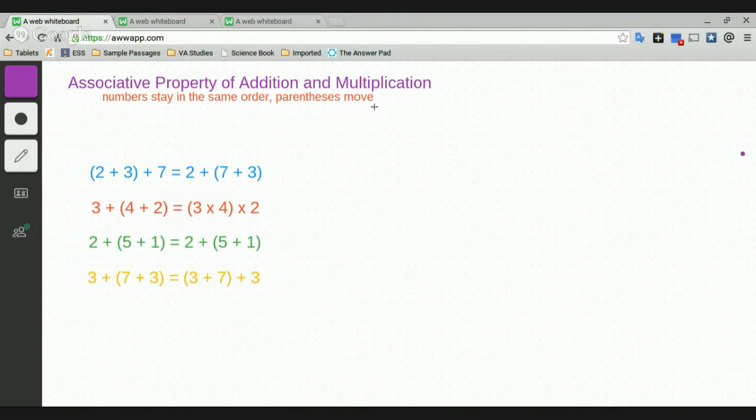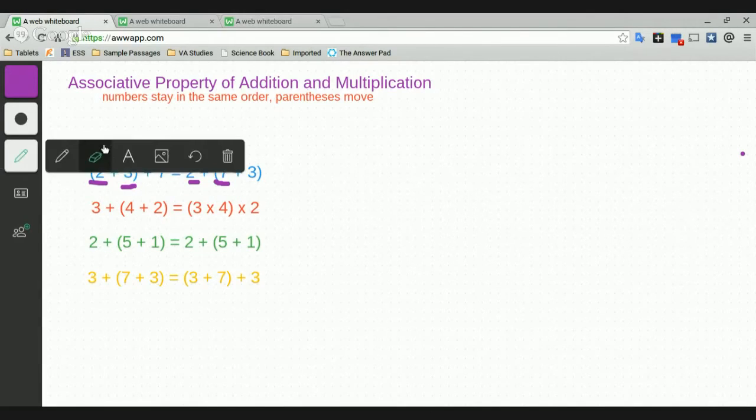The associative property is going to be helpful for you when you get into later grades, but this year we're just worried about what it is. So in this example, let's talk about this first one. We see it as 2 plus 3 plus 7. So 2, 3, 7. Over here we have 2, 7, 3. Are the numbers in the same order? Now we've got a 2, then we've got a 3, but then here we've got a 7. So that's not an associative property because the numbers have moved.